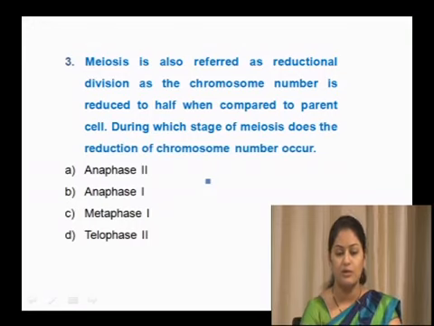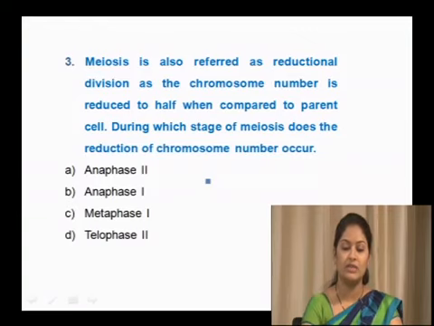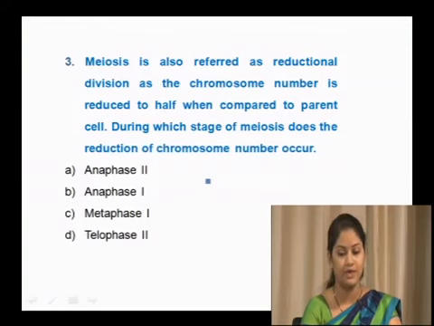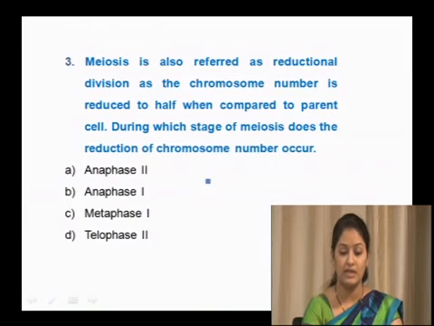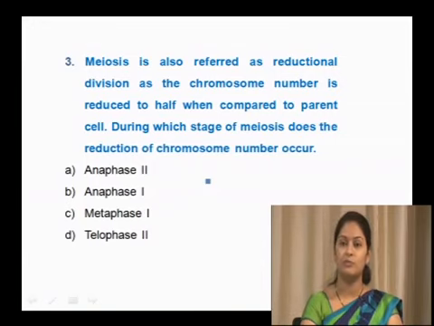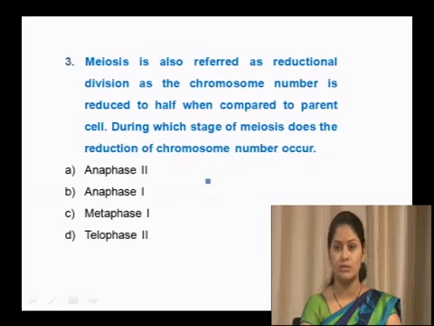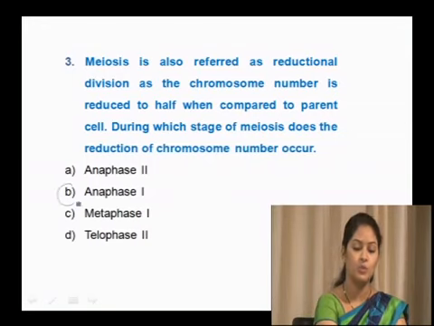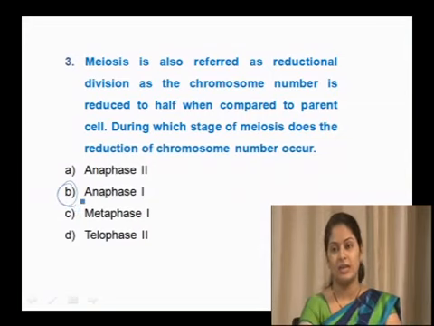Third question: meiosis is also referred as reductional division, as the chromosome number is reduced to half when compared to the parent cell. During which stage of meiosis does the reduction of chromosome number occur? So we all know that meiosis, rightly said as reductional division, will reduce the chromosome number of the parent cell into half when it comes to daughter cells. And we all know that chromosome numbers are reduced during anaphase 1. Therefore, the answer is anaphase 1.